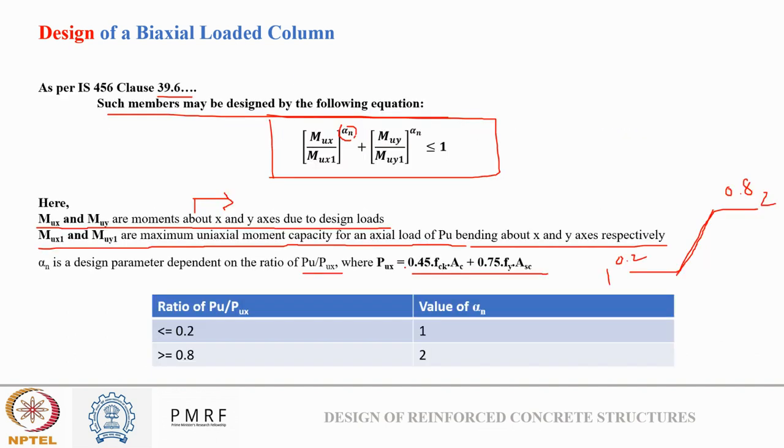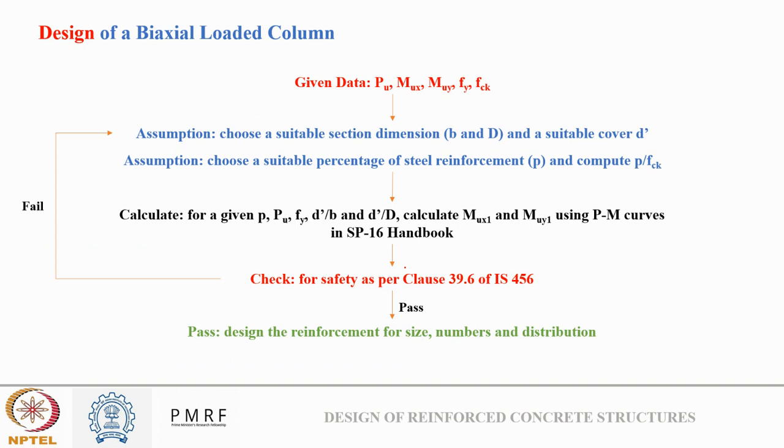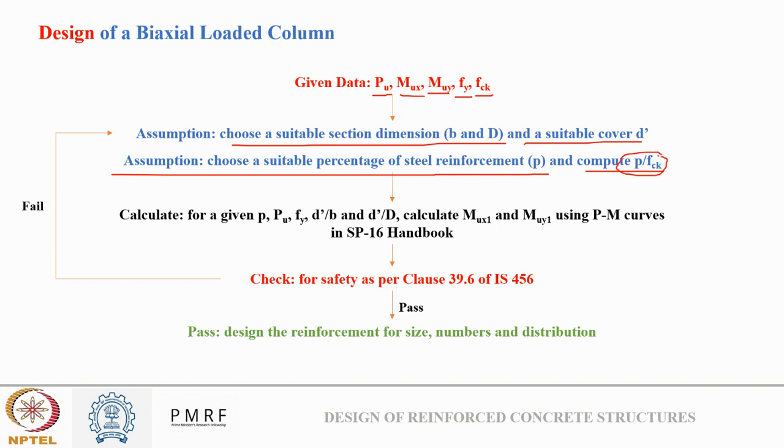Now just to understand this simply, what is the procedure of design of a biaxially loaded column? We will be given Pu, Mux, Muy, fy and fck. Based on these values, we first need to assume a suitable dimension of the column and a suitable cover d dash, and assume a percentage of steel p and compute p by fck. Now if I know Pu, fck, bD, I can calculate those parameters that we need in the P-M interaction curve, and I can calculate Mux1 and Muy1 from the P-M curve. Now knowing Mux1 and Muy1 and Mux and Muy, I can check for safety as per the clause that we discussed in the last slide.